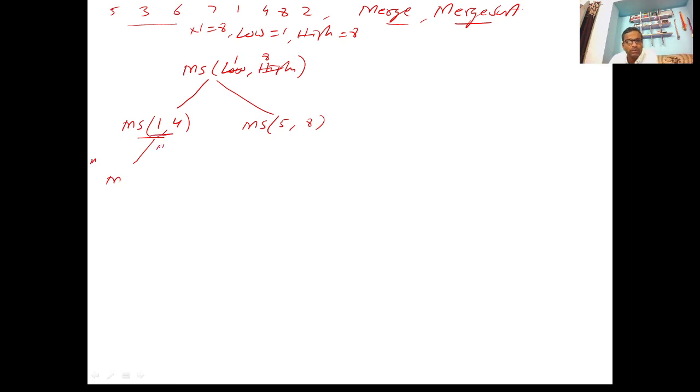Mid will be equal to (1 plus 4) upon 2, its floor value. So it is going to be equal to 2.5, which is going to be equal to 2. So merge sort's left hand side will be from 1 to 2, and its right hand side will be equal to 3 and 4. In the same way, the value of mid at this level will be (5 plus 8) upon 2, its floor value, which is going to be equal to 6.5, or is equal to 6.